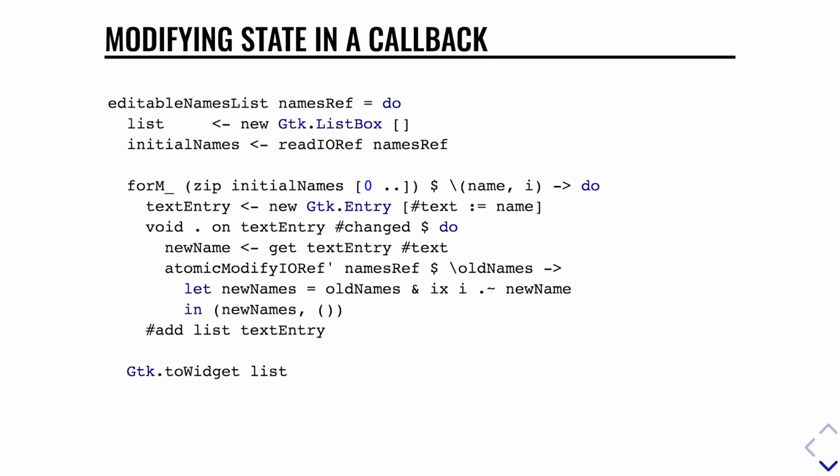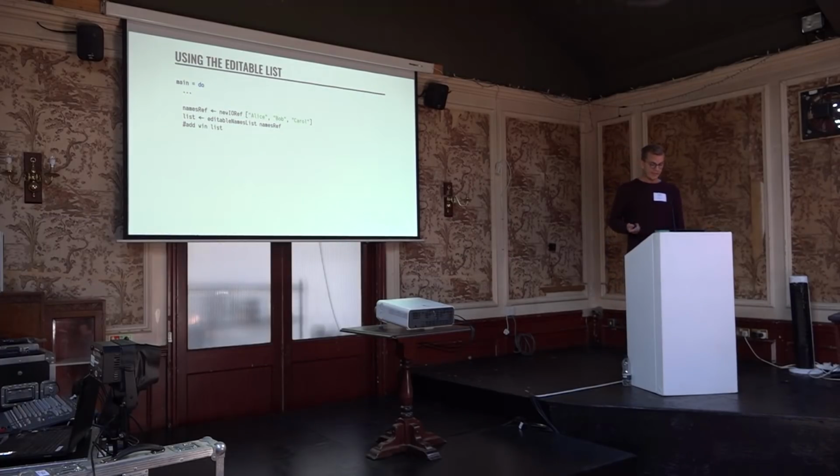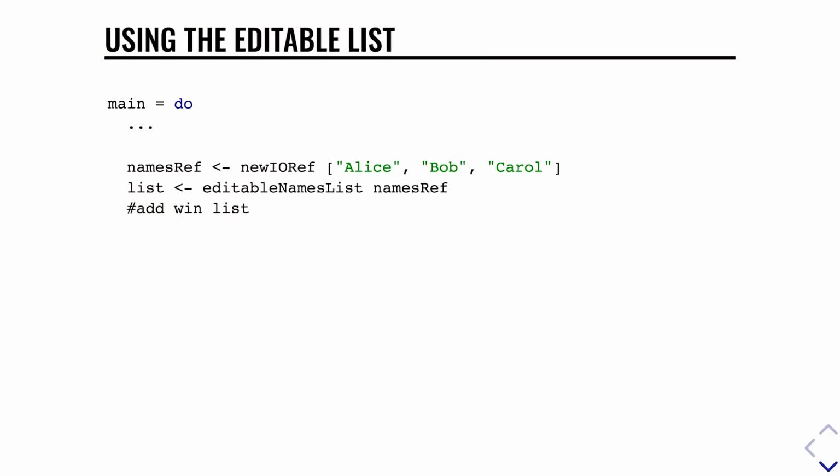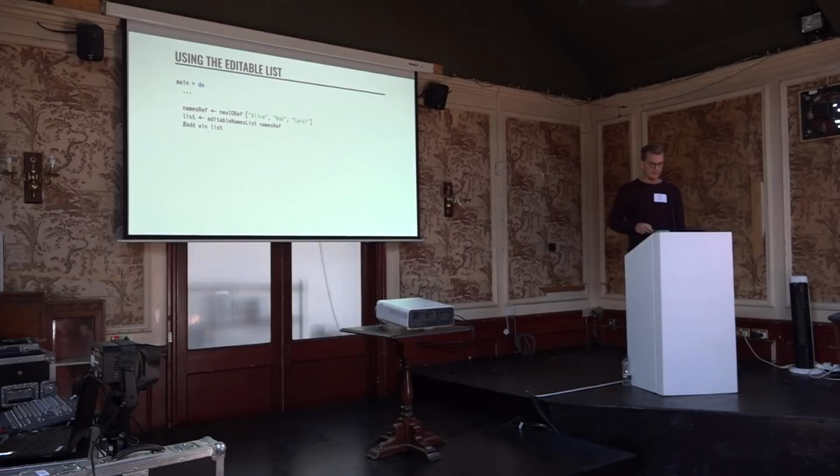This is quite fiddly and ugly, right? Anyway, we might use it like this. We create a new IORef with some names, call this function, editable names list, get back the list, add it to a window. But it has a quite significant problem. So we're using an IORef for the state. And we can't really know when something has changed in that IORef. We can only poll it or have something in this editable names list do other things based on stuff being updated. So we get a weird coupling going on here, or we don't have any visibility, or we can't really react to stuff being changed.